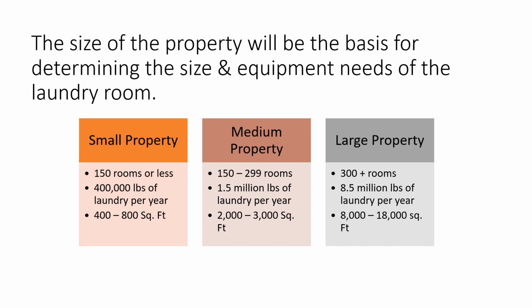A medium property with 150 to 299 rooms will process approximately 1.5 million pounds of laundry per year. They'll plan for 2,000 to 3,000 square feet of space, but could be as large as 7,000 square feet. They will require larger equipment for larger loads, flat work ironers with folding capabilities, steam cabinets, and possible valet service equipment if they choose to offer that service. A large property with 300 or more rooms will plan for 800 to 18,000 square feet of space for their laundry room, and they can process as much as 8.5 million pounds of laundry per year.